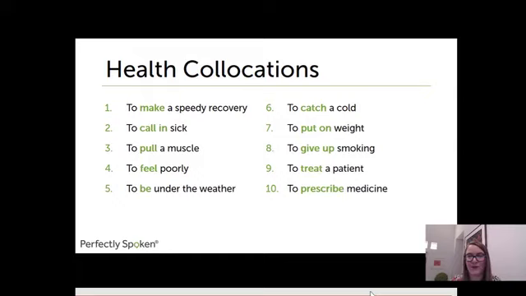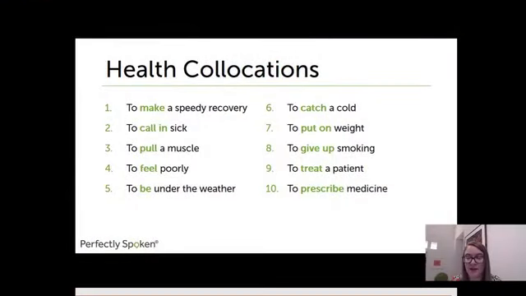Okay, here we go. Number 1, to make a speedy recovery. Number 2, to call in sick. Number 3, to pull a muscle. Number 4, to feel poorly. Number 5, to be under the weather. Number 6, to catch a cold. Number 7, to put on weight. Number 8, to give up smoking. Number 9, to treat a patient. And number 10, to prescribe medicine.